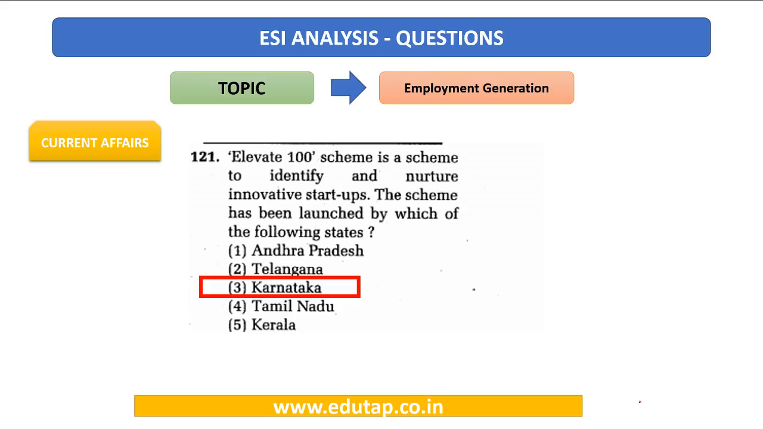So let us discuss the first question. Elevate 100 is a scheme to identify and nurture innovative startups. The scheme has been launched by which of the following states? Okay, so first it is something related to employment generation, so we have linked it to that particular topic. The answer to this question is Karnataka.